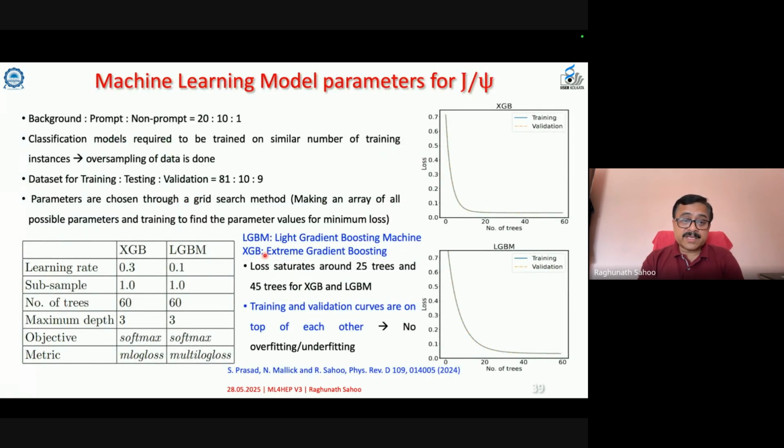So here, taking all these input parameters, with LGBM and XGB, what we studied is training and validation. The loss function is plotted as a function of the number of trees. You can see it saturates, depending upon the model, around 25 here and 45 trees. And this is for LGBM. The training and validation curves are on top of each other, which you cannot distinguish. And this tells me that there is no overfitting or underfitting.